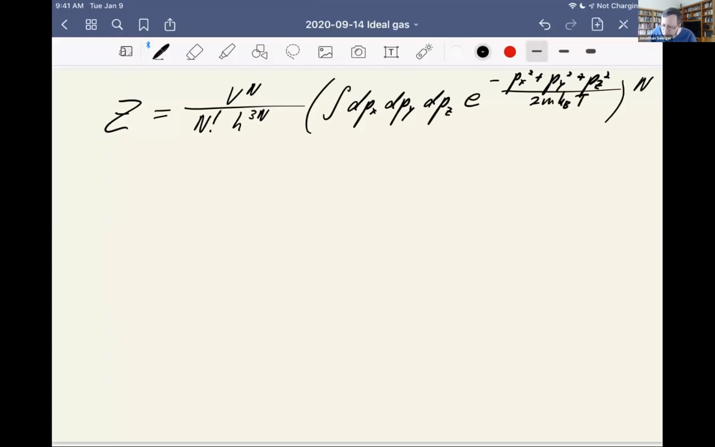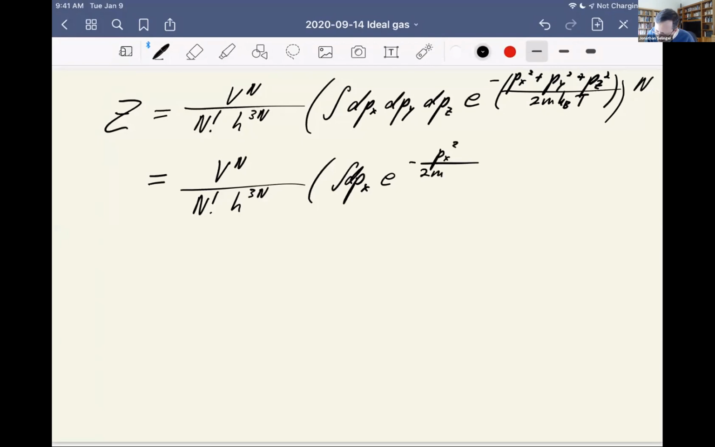We can actually use this separation trick once again for the three components of momentum. So we could say this is V to the N over N factorial h to the 3N. And now we have an integral dpx of e to the minus px squared over 2m kT. And then we have the same thing for py, and the same thing for pz. So this whole thing cubed, and then to the N power. So now this is just one integral raised to the 3N power, and this is an integral over all the possible values of px, which could go from minus infinity up to infinity.